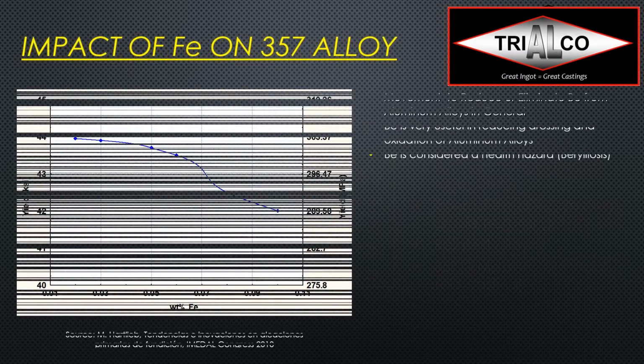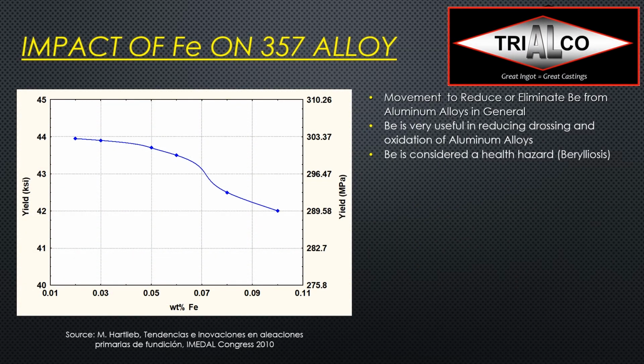We have seen this before, but let's have another look at the impact of iron on mechanical properties. In this case, a 357 type alloy. So at a given freezing rate, we can increase the yield strength, as we can see here, and we know also the elongation by reducing the iron content.